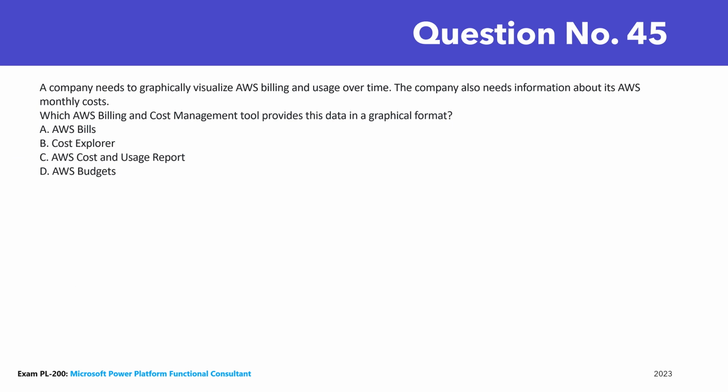A company needs to graphically visualize AWS billing and usage over time. The company also needs information about its AWS monthly costs. Which AWS billing and cost management tool provides this data in a graphical format? A. AWS Bills. B. Cost Explorer. C. AWS Cost and Usage Report. D. AWS Budgets. Correct answer, B. A company wants to run production workloads on AWS.